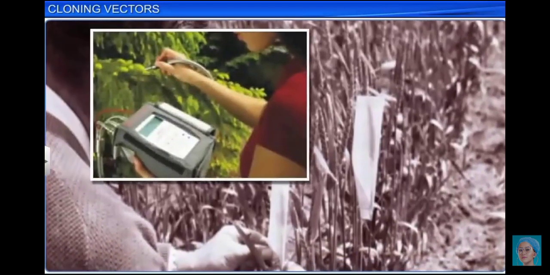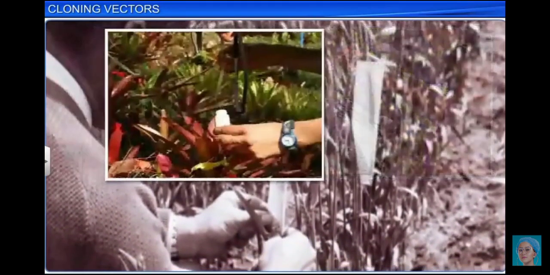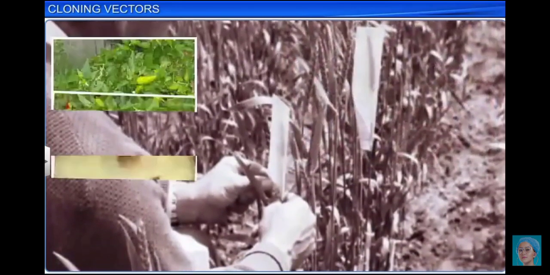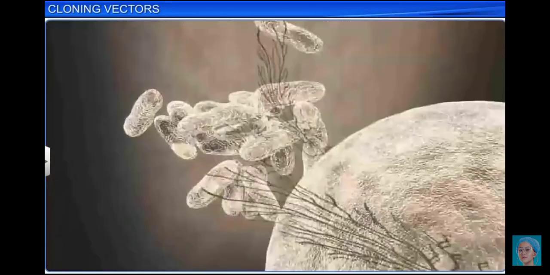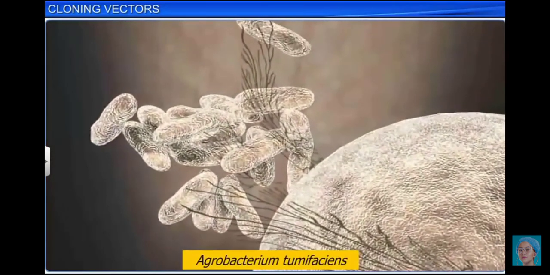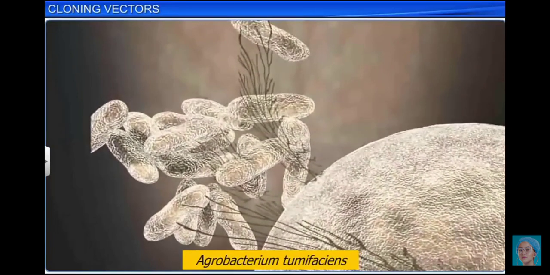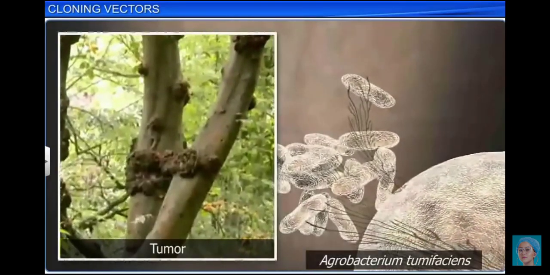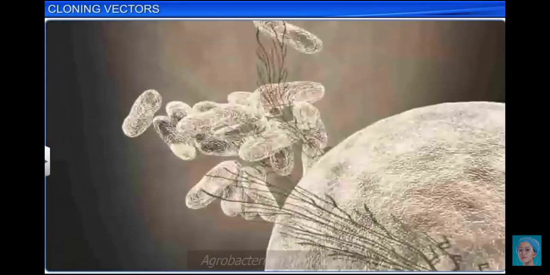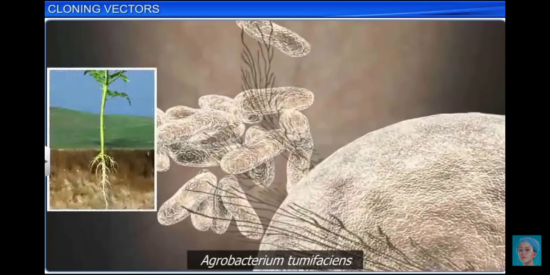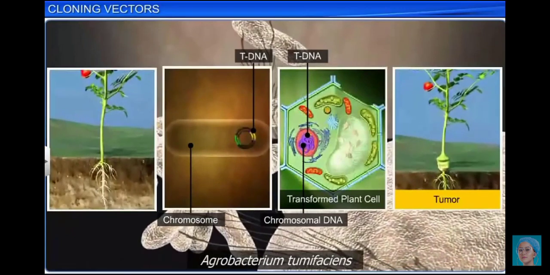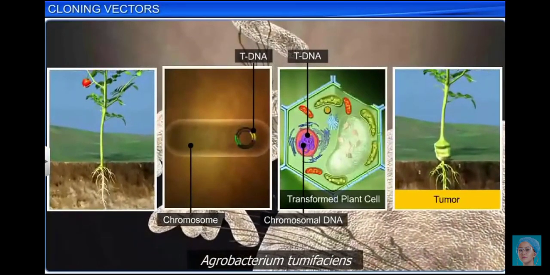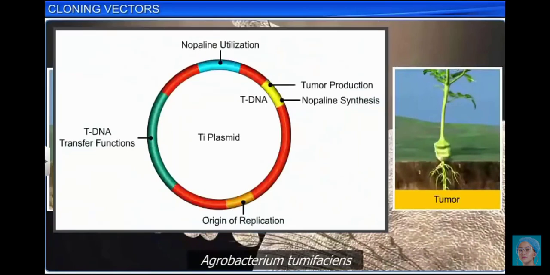Interestingly, human beings have learnt about cloning vectors and the concept of gene transfer into plants and animals from bacteria and viruses. Consider the case of Agrobacterium tumefaciens, a pathogen of several dicot plants which causes tumors in them. It delivers a piece of DNA known as T-DNA and transforms normal plant cells into tumor cells. These tumor cells are used by the pathogen to produce chemicals such as nopaline required by it.